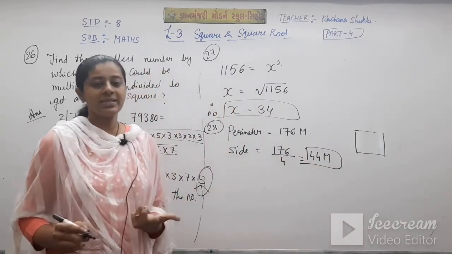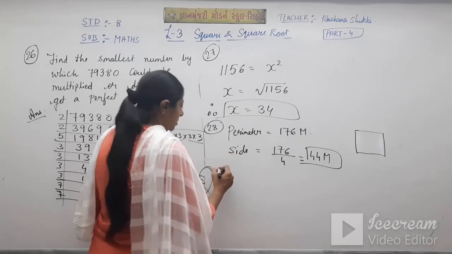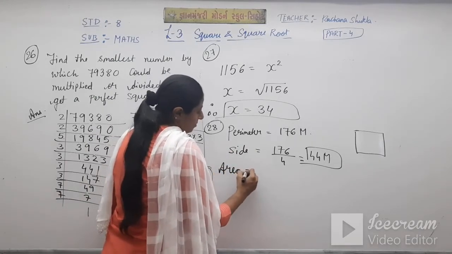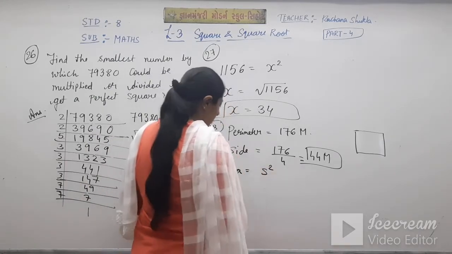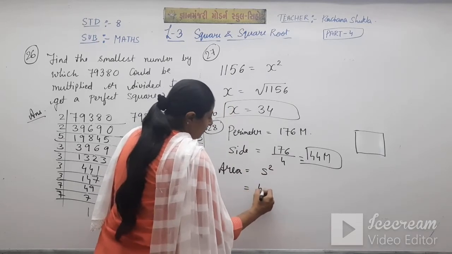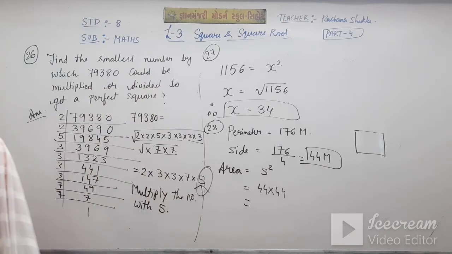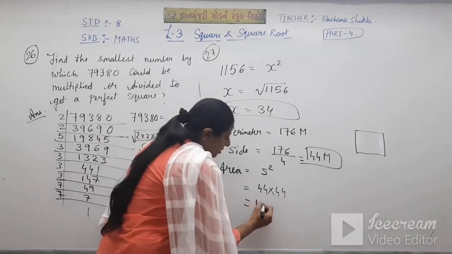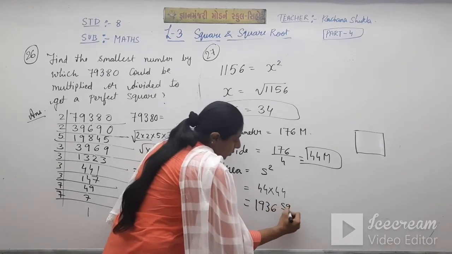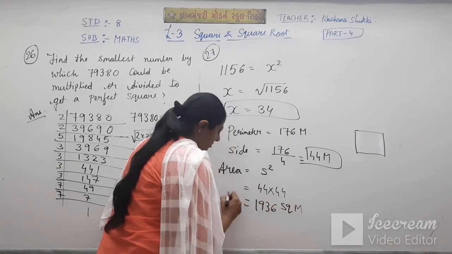What is the one side? 44 meter. Now area is equal to side square. So it is equal to 44 into 44. And what will be your answer? Calculate and write down. It will be 1936 square meter area.